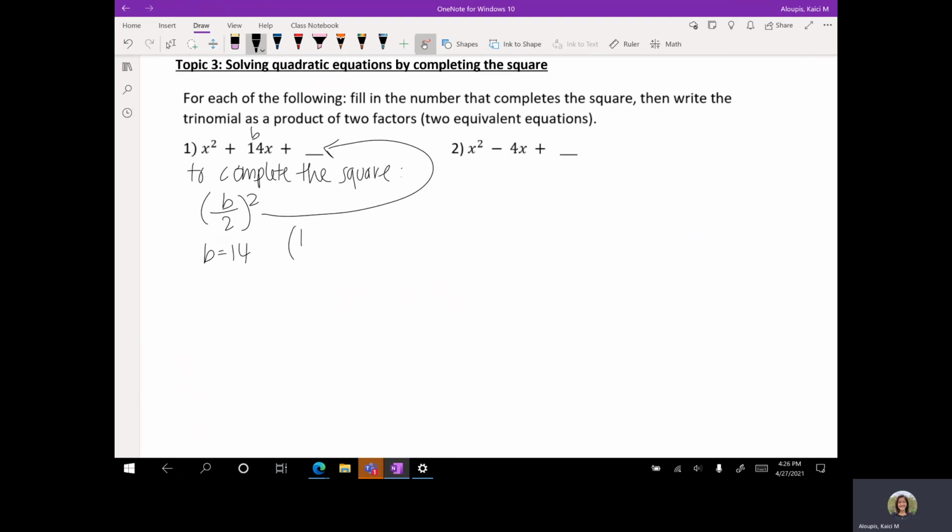So we're going to do 14 divided by 2, and then we square it. 14 divided by 2 is 7. 7 squared is 49. So that's what we're going to add back into our equation. X squared plus 14x plus 49. And that's the general standard form.